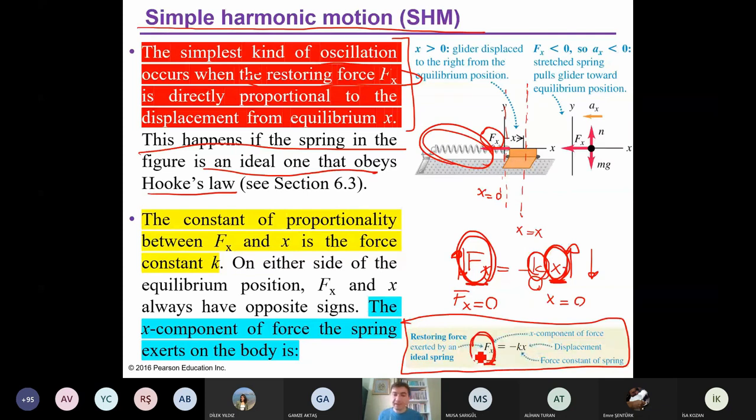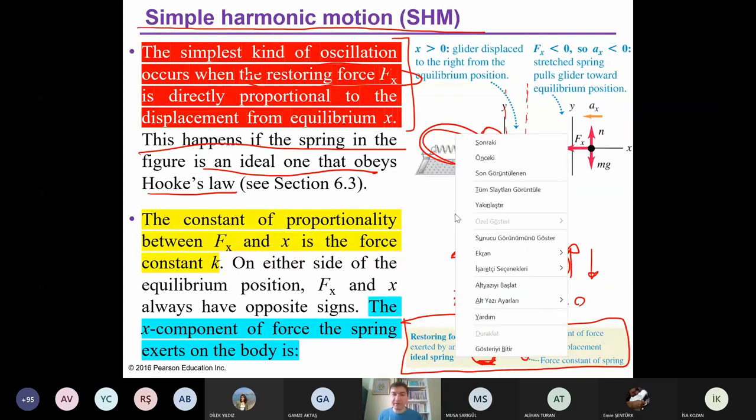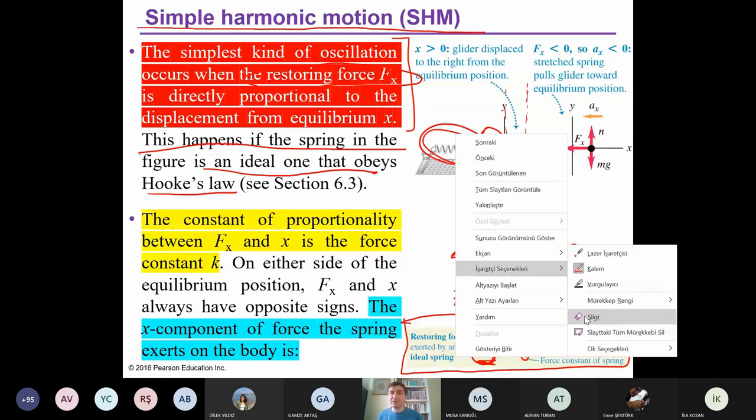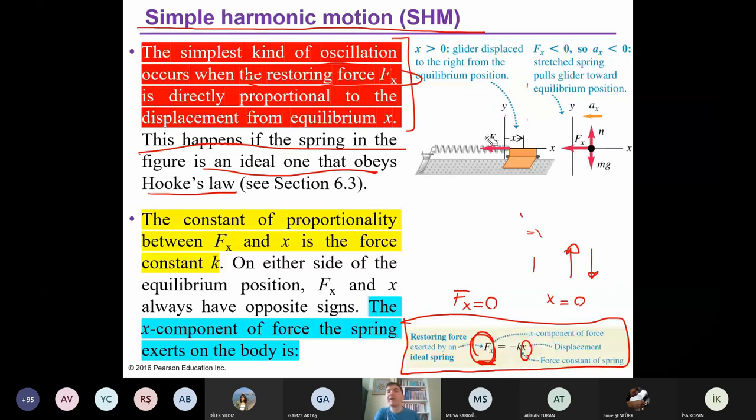So then we have simple harmonic motion. But here, again, I would like to remind you that we have considered that there is no friction on the surface between the glider and this air track. Okay, we considered that this is a frictionless surface, and we have also ignored the air resistance. So mechanical energy is conserved here, okay? We are talking about the ideal case. So then this motion will be kept at a certain amplitude, and it is called simple harmonic motion.